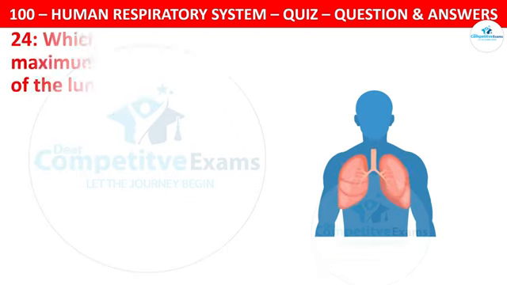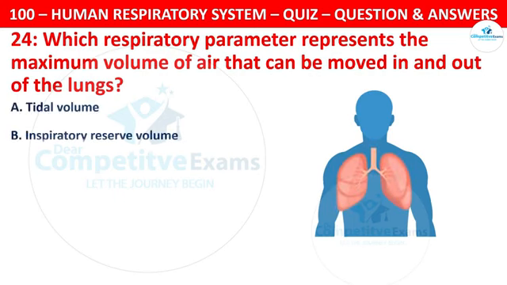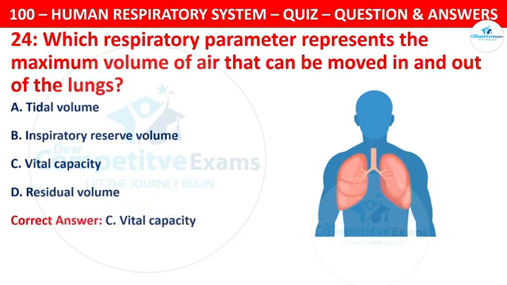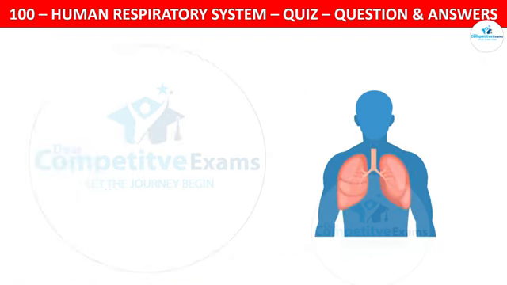Question number 24. Which respiratory parameter represents the maximum volume of air that can be moved in and out of the lungs? Your options are tidal volume, inspiratory reserve volume, vital capacity, or residual volume. The correct answer is C, that is vital capacity. The vital capacity is the maximum volume of air that can be moved in and out of the lungs in a single breath.